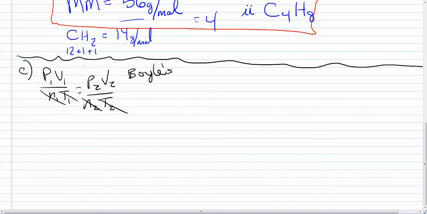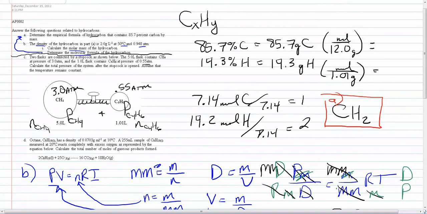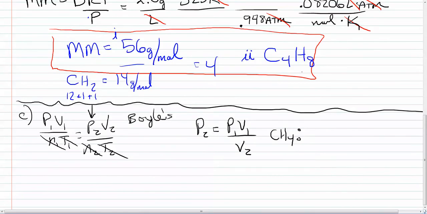Yeah, Boyle's law. And we're going to be solving for the pressure after the gas has been expanded. So we're going to go P2 equals P1V1 over V2. So let's do the CH4 side first. Pressure 1 was, we better make sure I get that right, 3 ATM with 5 liters. Okay, so we'll come back down here.